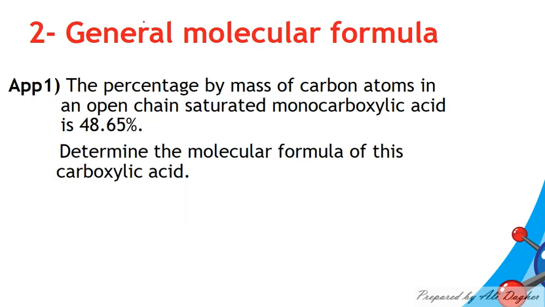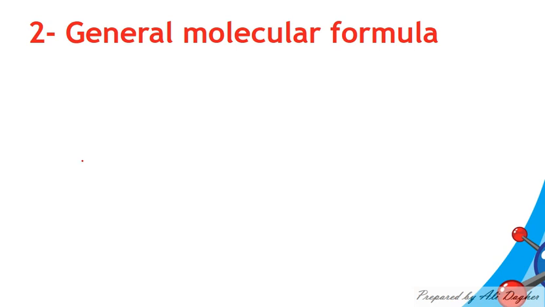Application 1. We are given the percentage by mass of carbon atoms in an open chain saturated monocarboxylic acid, 48.65. We need to determine its molecular formula. Take your time to solve this application, and after that, the solution of application 1.